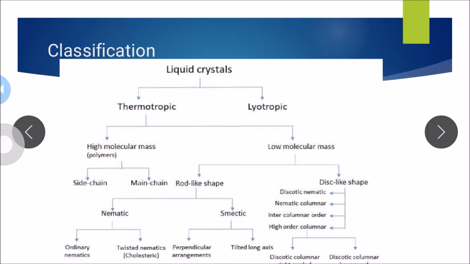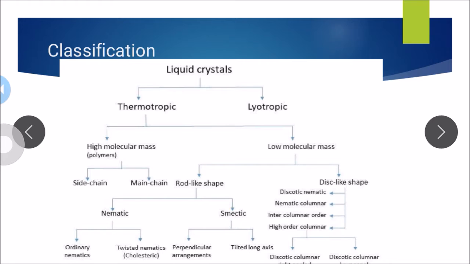Next, the classification of liquid crystal. We may classify the liquid crystal into several types. This is one kind of classification. The liquid crystal can be classified into thermotropic liquid crystal or lyotropic liquid crystal. And the thermotropic liquid crystal is further classified into high molecular mass, that is polymers, usually having higher molecular mass. Why? It is the combination of several monomers, so they usually have high molar mass.